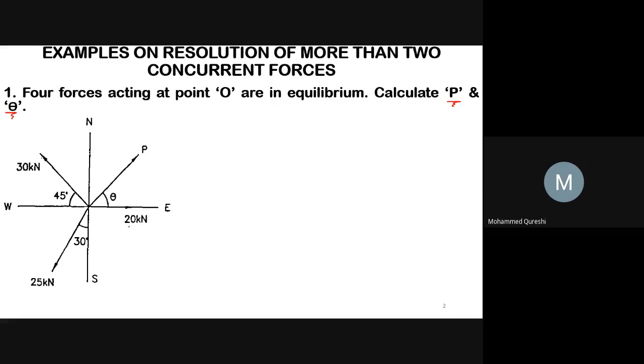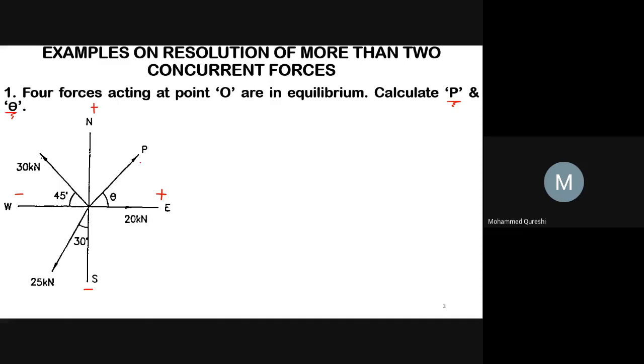Here four forces are given. First is 20 kilonewton, second is P force, third is 30 kilonewton, and fourth is 25 kilonewton. First of all, we will resolve the figure according to the given angles. So this will be theta with respect to x only. This will be your plus x axis, this will be your minus x axis, this will be your plus y axis, and this will be your minus y axis.